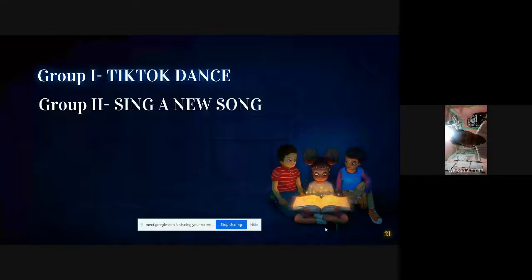So for group number one, you will do a TikTok dance. And for group number two, you have to sing a new song. You may start now. Okay, are you done, group number one and two? Okay, group number one, please present. Okay, very good. Let's have a round of applause for group number one. Group number two. Okay, very good. Let's have a clap for group number two.